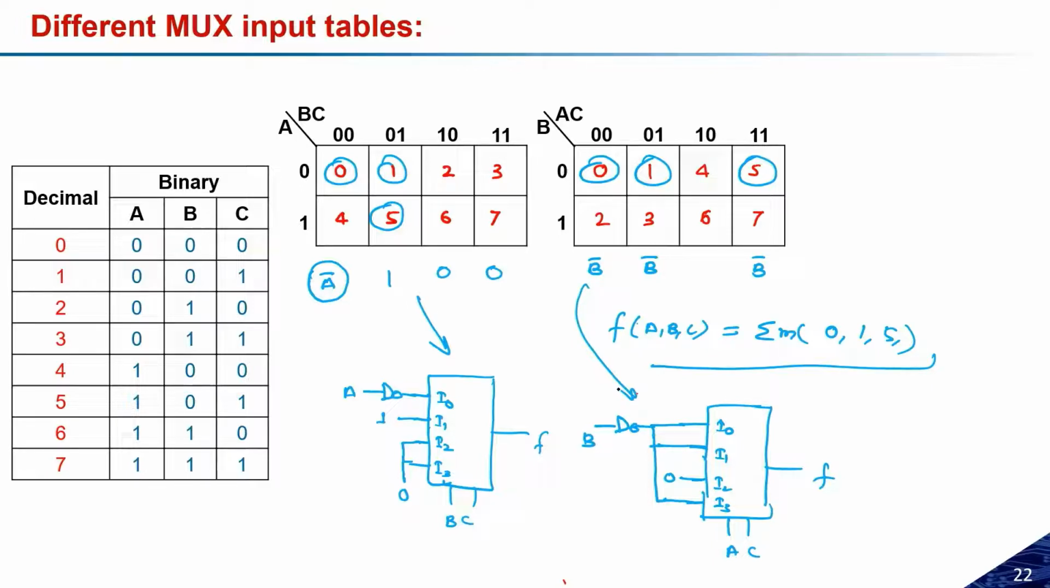There could be another possibility, like you can keep C as an input and A and B as the select lines. Okay, so the other possibility can also be considered. So if you have any doubt, you can ask the questions. Otherwise, I can explain some other possibilities as well. Okay.